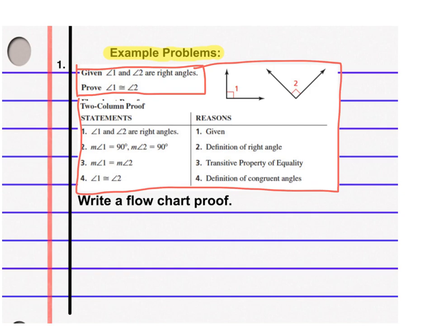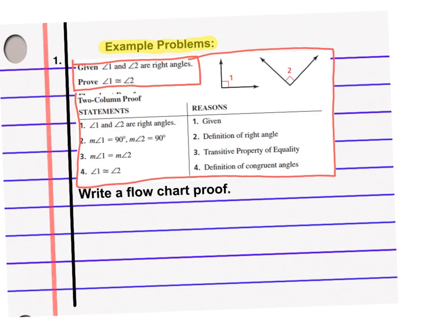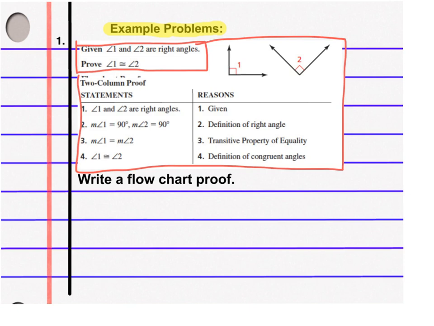Okay, so just to get you used to a flowchart proof, what we're going to do for this example is take a 2-column proof. So up here it's a 2-column proof with my statements and my reasons, and we're not going to work on coming up with the proof, we're just going to convert it into a flowchart proof. Just like any proof, you start with what's given to you. So I start with the first line, angle 1 and angle 2 are right angles. I'm going to go ahead and start with that.